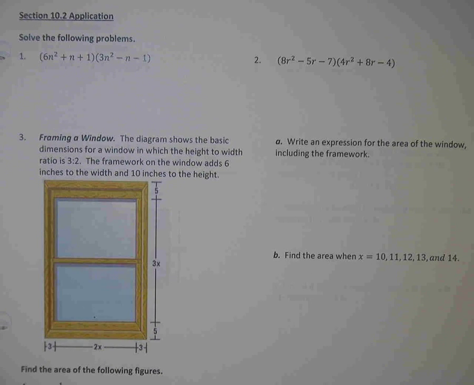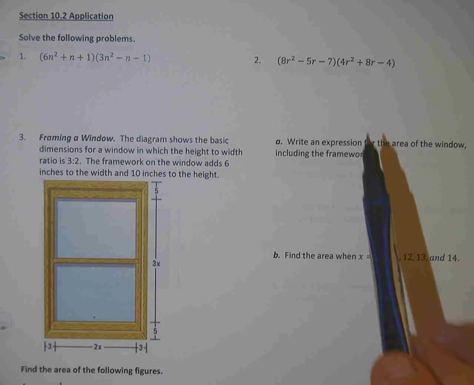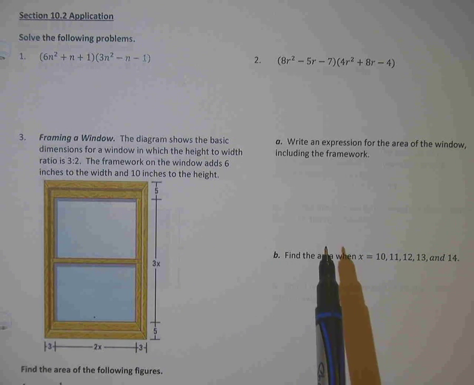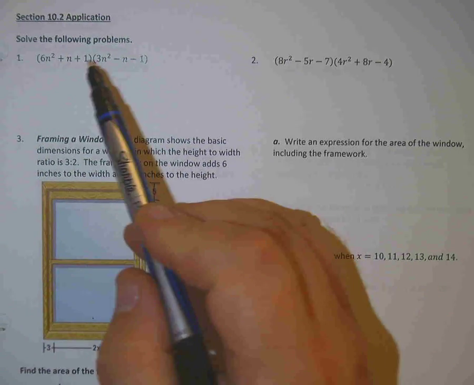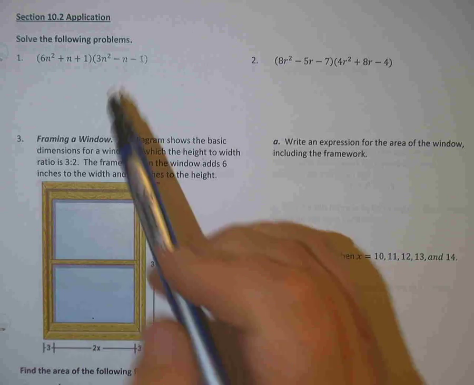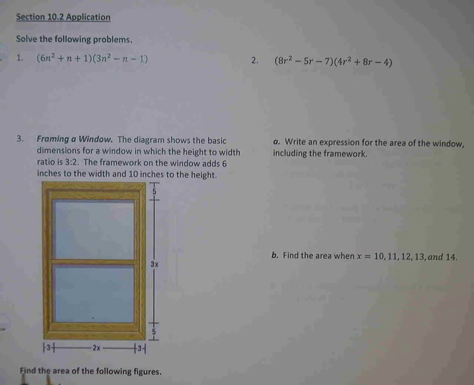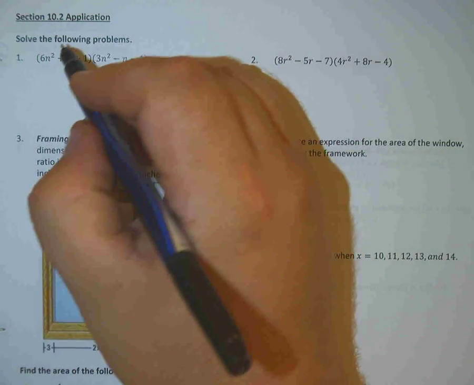In this section we worked on multiplying polynomials, and we really focused all the way up until you got to a binomial times a trinomial. In these first two problems we have trinomial times trinomial, so you're going to do it really the same way, and it's just make sure you multiply everything in the first by everything in the second. Let's go ahead and look at the first one to see what that might look like.